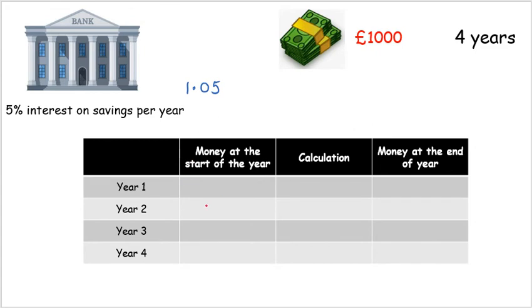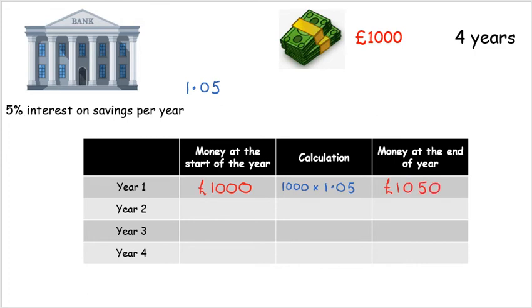So first of all, at the start of year 1, we are starting off with our initial £1,000. And then at the end of that year, we are going to multiply our 1,000 by our 1.05, which gives us the 5% increase. So the calculation here is our initial amount, 1,000, multiplied by our multiplier. And the money at the end of the year, when we do that and get our 5% increase, we end up with £1,050.